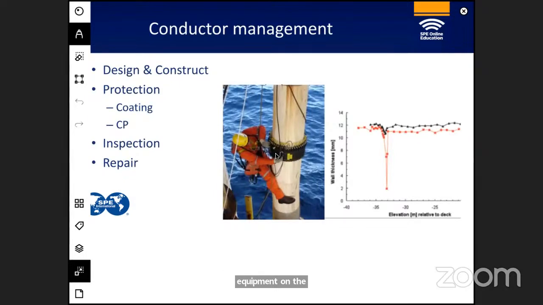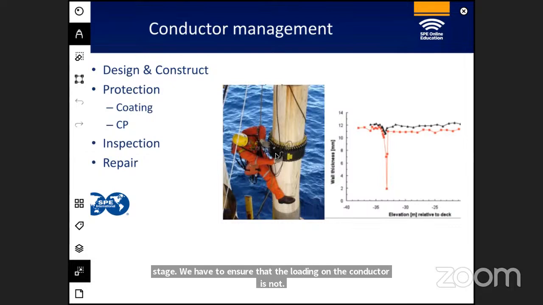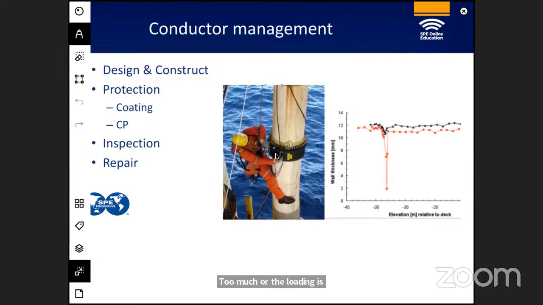Very quickly about conductor pipe integrity management. We have to ensure a robust design and ensure that it is installed properly at the construction stage. We have to ensure that the loading on the conductor is not too much, or that the loading is planned very well by subsequent casings. Once it is installed, we have to ensure protection. The conductor has to be coated, which will prevent corrosion, and a cathodic protection system has to be installed, which will protect against corrosion in the submerged zone.